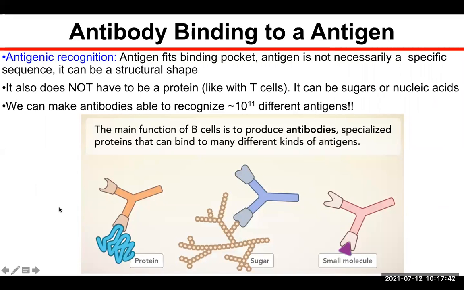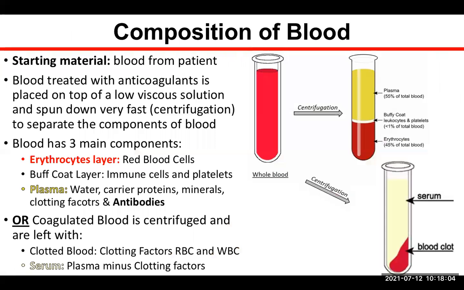And so again, with antibodies, they can basically bind to most things. Unlike T cells, which can only bind to a peptide sequence or a protein sequence, antibodies can not only bind to that, but they can also bind to sugar residues and nucleic acids. And so when we're trying to look for antibodies for this test, your starting material is going to be blood.